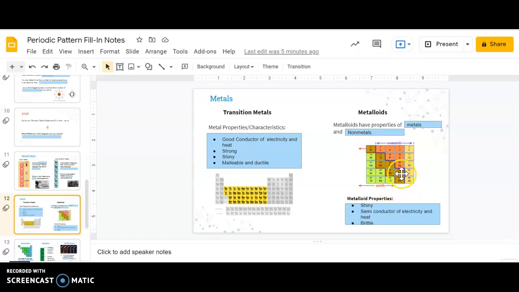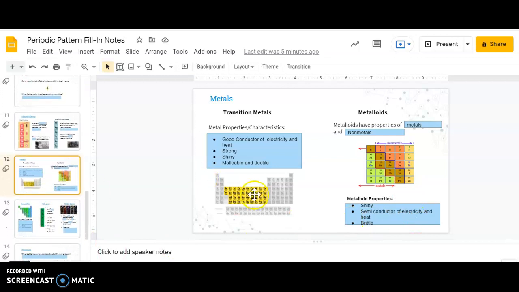Then if you look at this brown color, this is your staircase on your periodic table. And the staircase is like the thick black line on your version. These are metalloids or semi-metals. They have properties of both metals and non-metals. They're shiny, they can semi-conduct electricity like metals, but they're brittle like non-metals. And this whole section right here, past this, is the non-metal section.